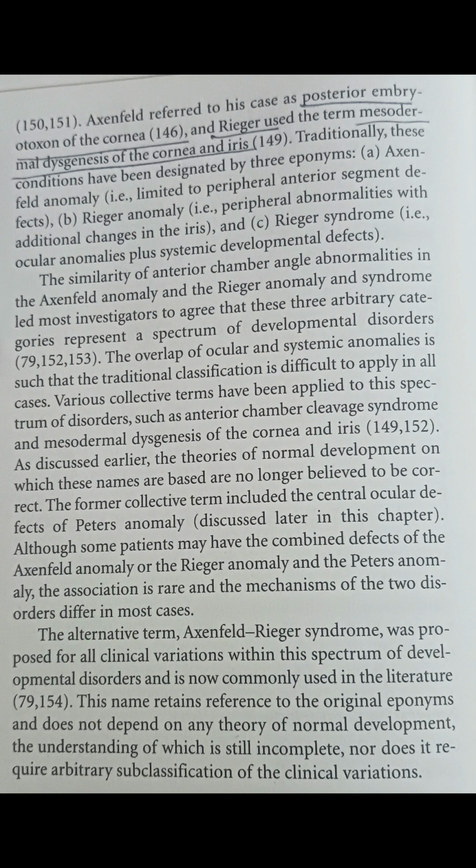The alternative term Axenfeld-Rieger syndrome was proposed for all clinical variations within the spectrum of developmental disorders and is now commonly used in the literature. This name retains reference to the original eponyms and does not depend on any theory of normal development, the understanding of which is still incomplete, nor does it require arbitrary subclassification of the clinical variations.